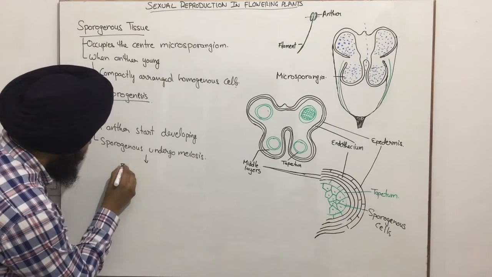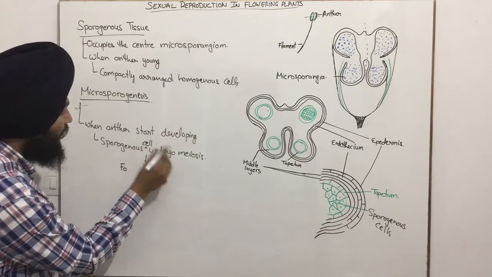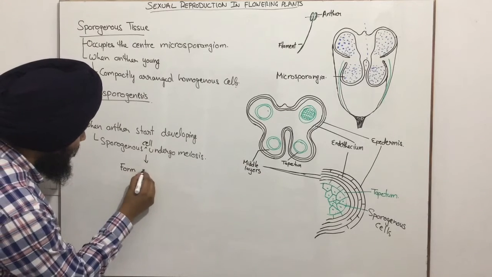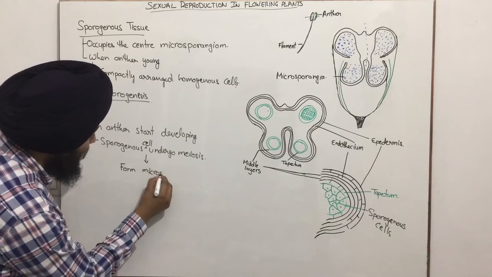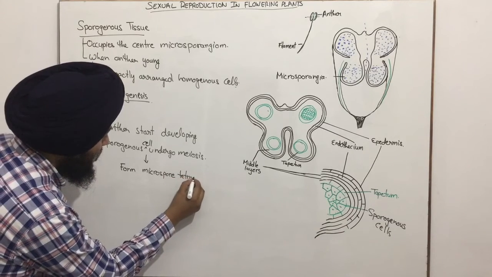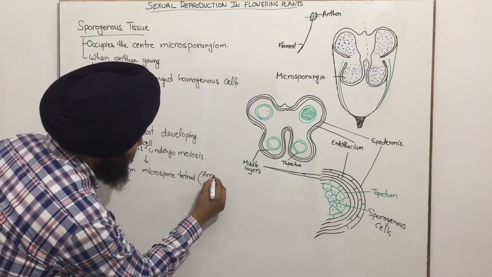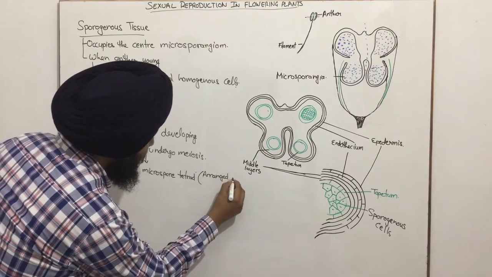So when the sporogenous cell undergoes meiosis, it forms a microspore tetrad. That is because it is arranged in a group of 4.